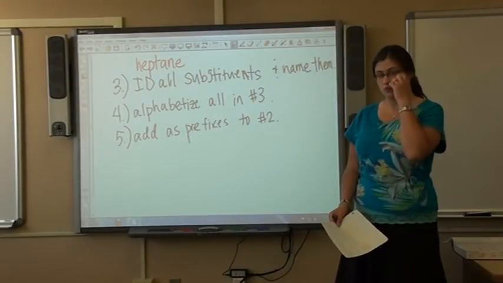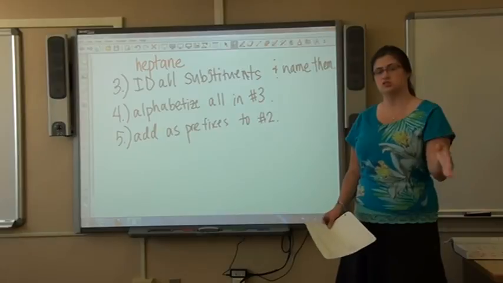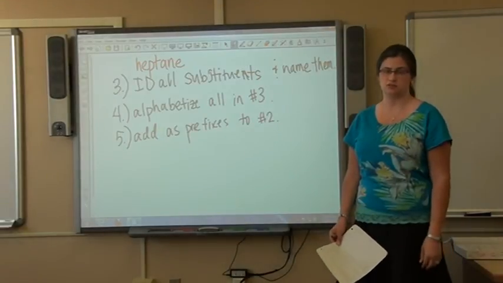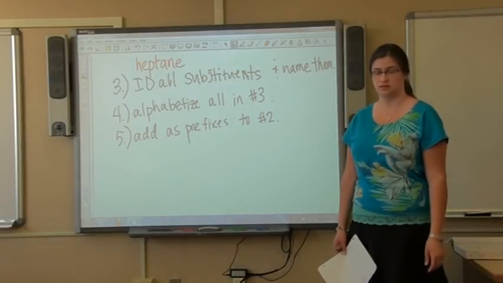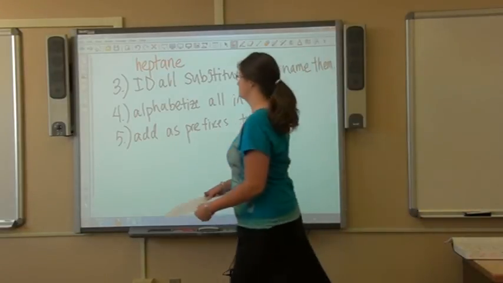Okay, now, in that example that I showed you, that was just one carbon chain. It didn't have any substituents. So the name of that compound is just heptane. That's all there is to it. Let's do some more examples.